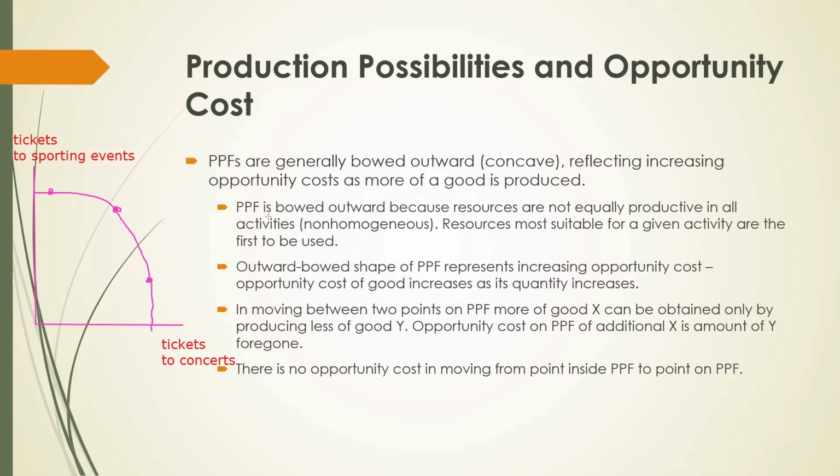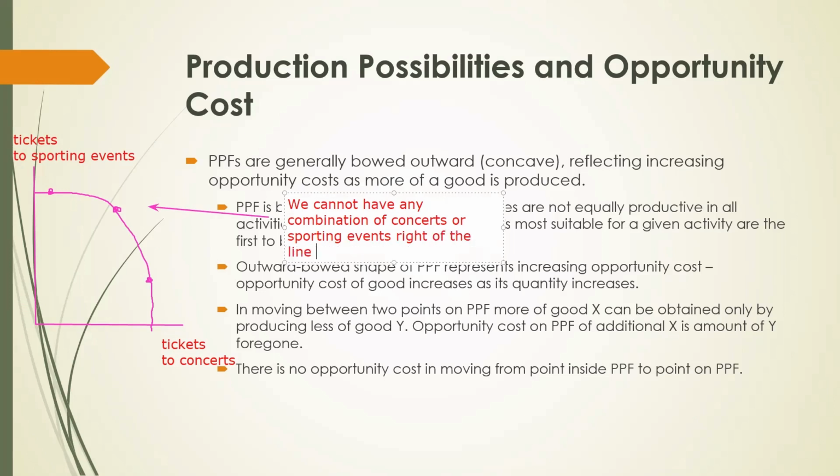So we cannot have any combination of concerts or sporting events right of the line, because we don't have enough income for that. That's important to know, that we can't have anything right of the line because we just don't have enough income for that. We can have anything on the line or left of the line, but right of the line, we just don't have enough money.